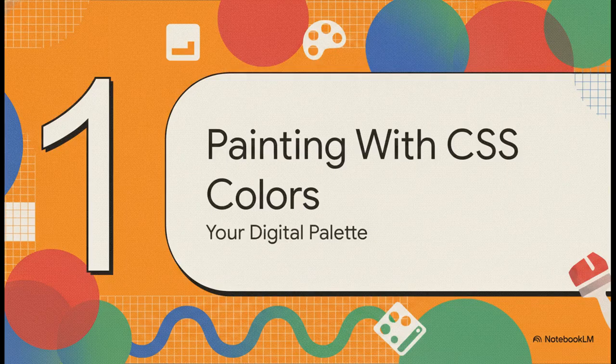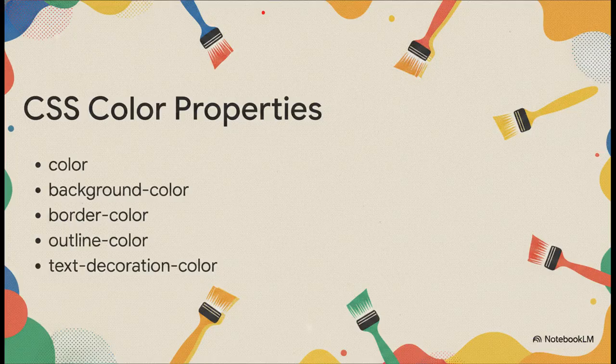All right, let's jump right into part one, painting with CSS colors, which is basically your digital palette. You know, it's wild to think that with CSS, we can combine just 3 basic colors, red, blue, and green, to create literally millions of dynamic combinations for our screens. And we basically have 5 main ways to slap that paint onto our web elements.